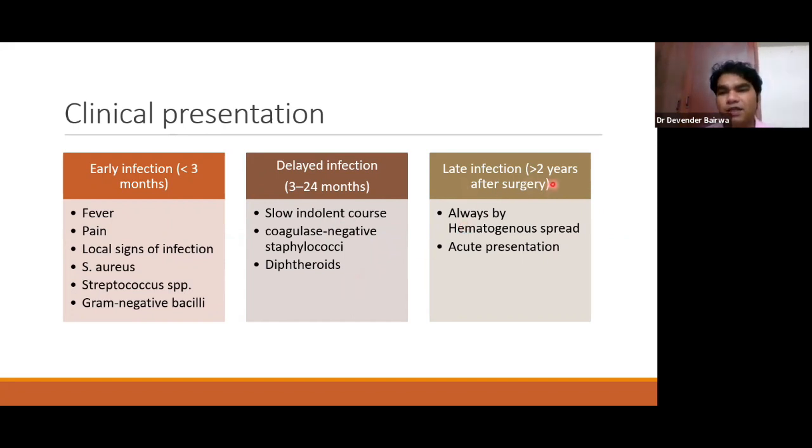Late infection generally occurs 2 years after surgery, and it has nothing to do with the surgery. Generally, it is by hematogenous spread, as in the normal population, and it will also have an acute presentation. So basically: early infection, delayed infection, and late infection. These three are there, and late infection has nothing to do with the surgery.